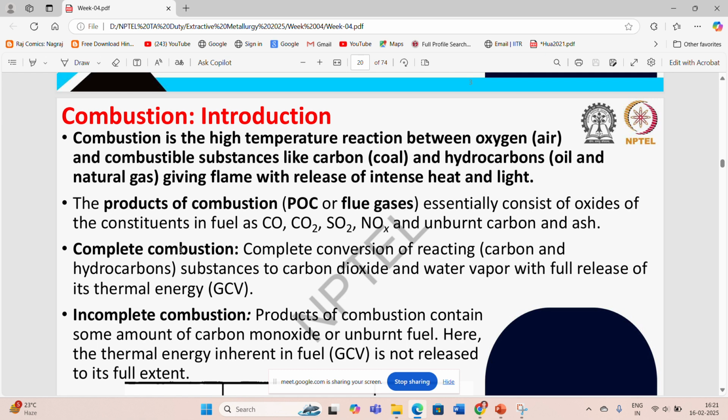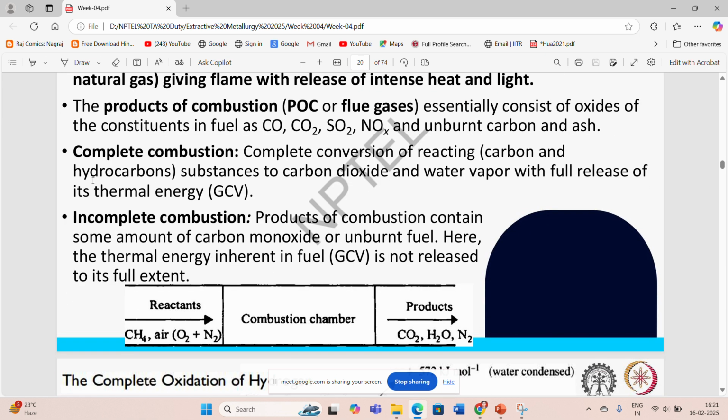The products of combustion, POC or flue gases, essentially consist of oxides of the constituents in the fuel. If the fuel consists of carbon, sulfur, and hydrogen, the products of combustion will be CO or CO2, hydrogen will produce H2O, and sulfur will produce SO2. So products will be the combination of the compound and the oxygen.